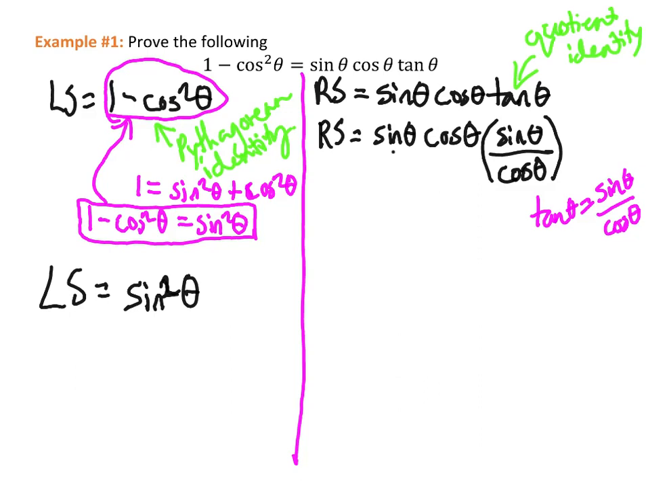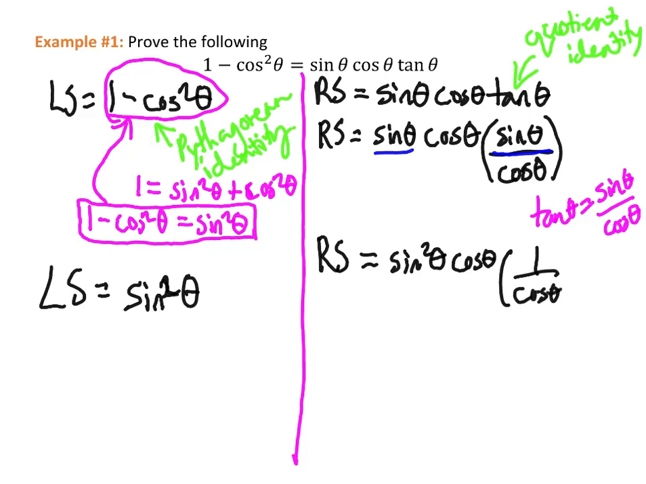Well, on the top I have a sine theta times a sine theta here, right? Sine theta times sine theta, and those are both in the numerator, they're both on the top. So that's going to make a sine squared theta. So the right side will have a sine squared theta on top. And then I still have a cos theta here. And now I've combined those sine theta, so that just became a 1 over cos theta.